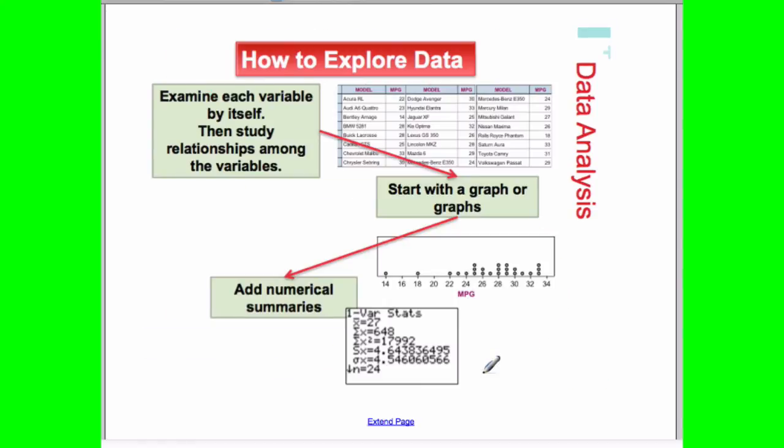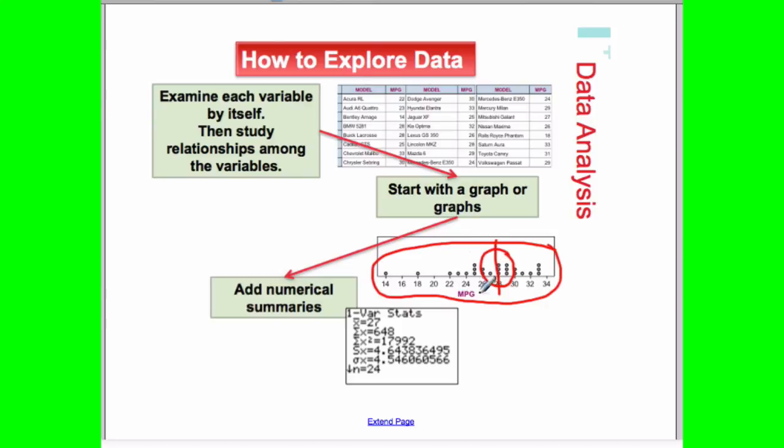Things we want to do when we explore data, and how to explore the data, is, number one, we want to start examining each variable by itself. And then we want to look at the relationships among them. We want to start with the graph. When we look at the graph first, we can start to focus in on some different things. Once we look at the graph, we can go, all right, it looks like it's pretty heavy around here, maybe centered around this area right here. Somewhere in here might be our mean or our median.